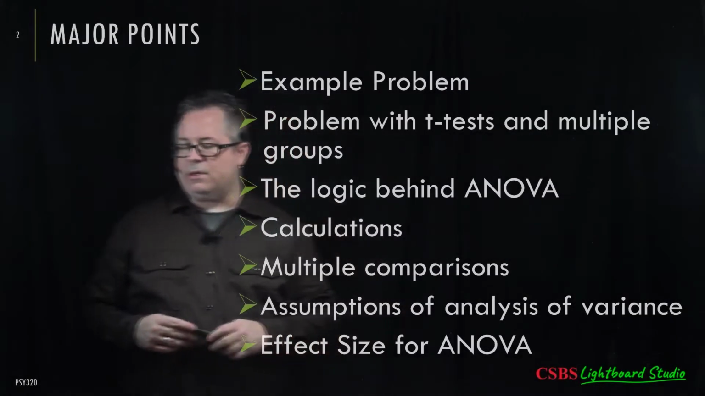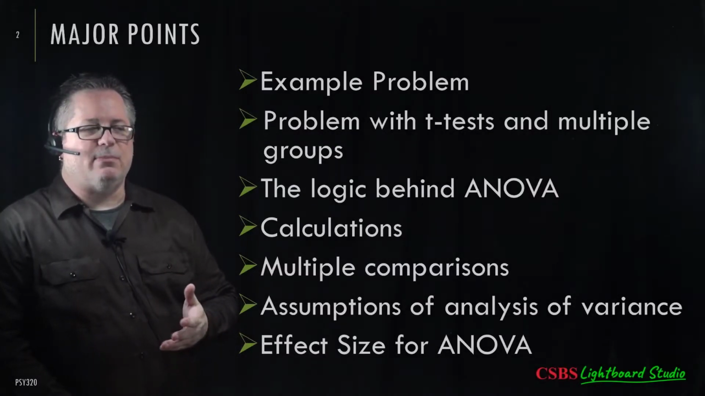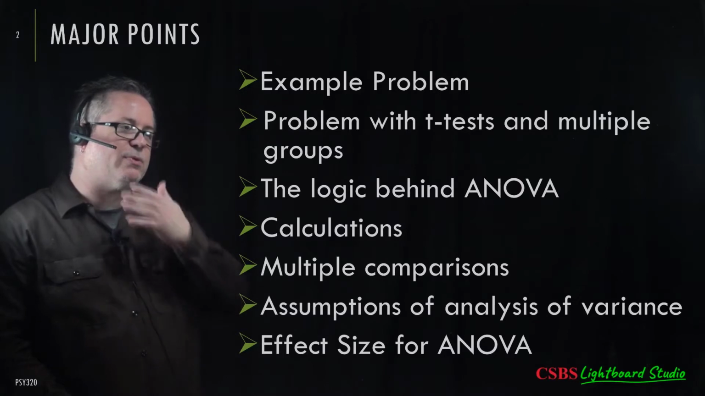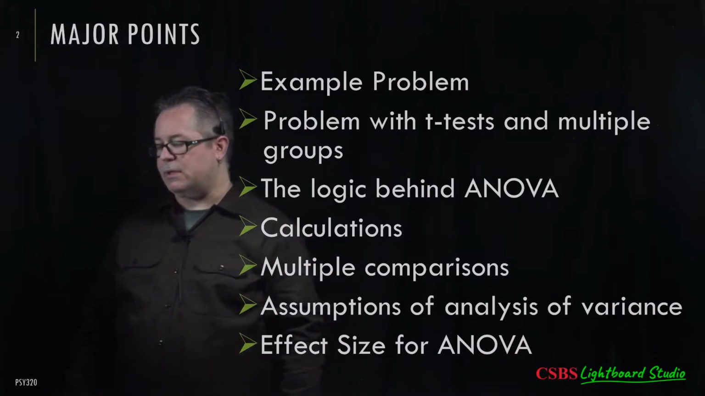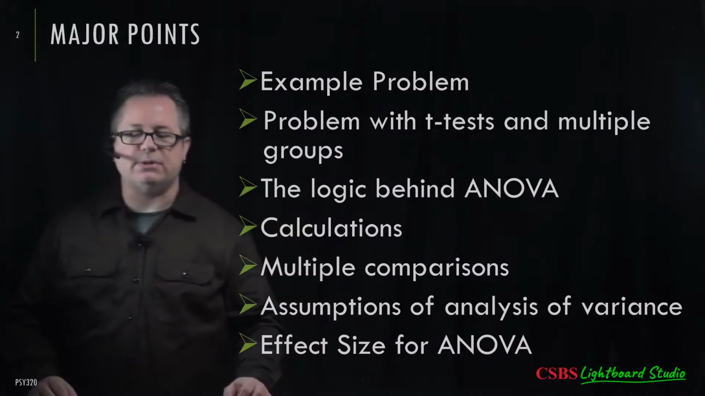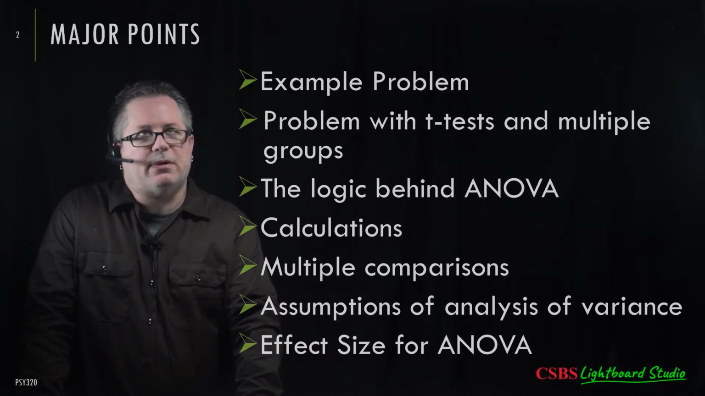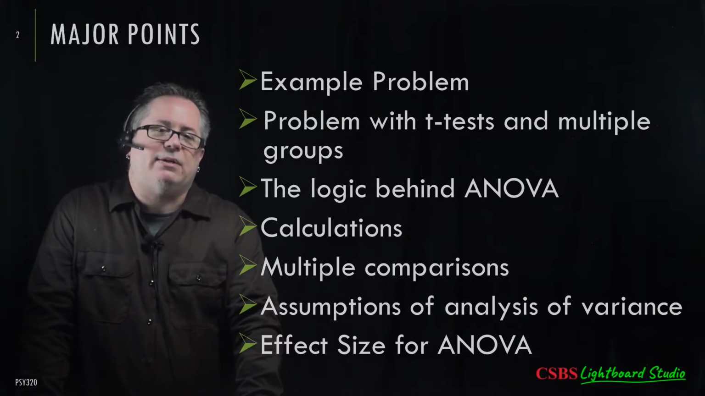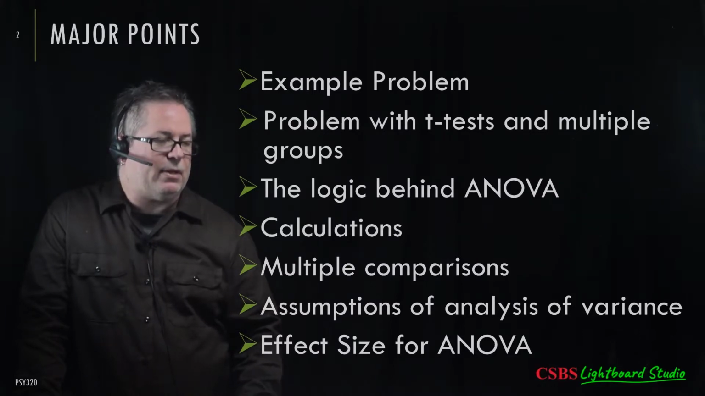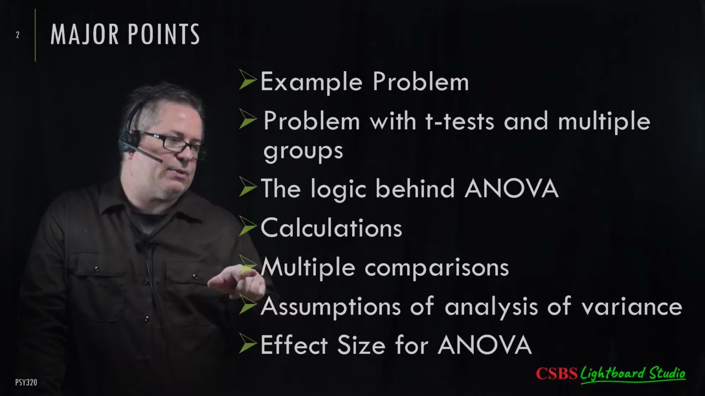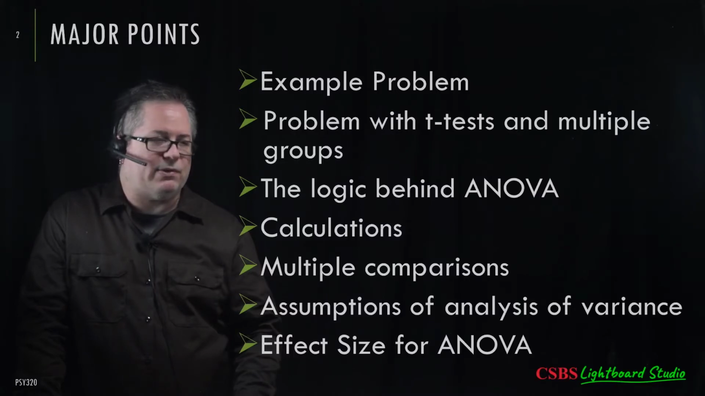So we're going to start off, like we had before, with an example problem. Why can't we just do more t-tests? We already know t-tests. Why not just do more of those if we have more than two groups? Let's talk about the logic behind Anova and how Anova works, and we'll go through the calculations. There's going to be a bit of an odd strategy. We're going to talk about how you can't do multiple t-tests because they're problematic, but then we're going to come back around and talk about multiple comparisons, which are essentially t-tests that you do after an Anova. So it sounds contradictory, but it isn't. I guess it is a little bit.